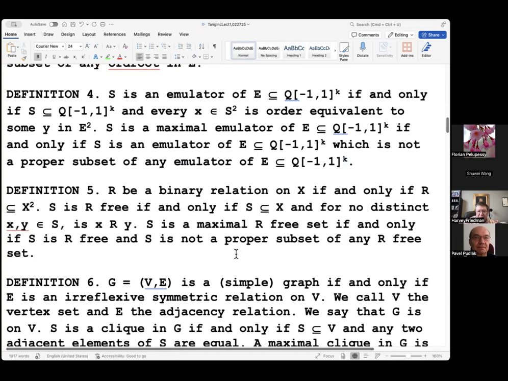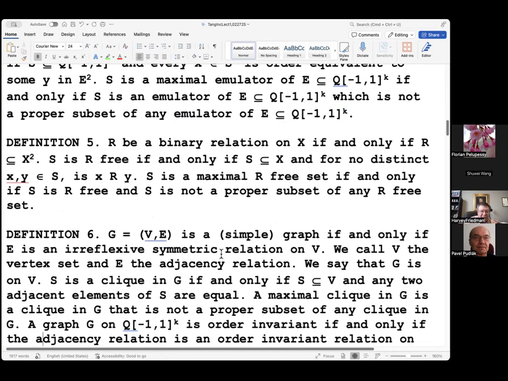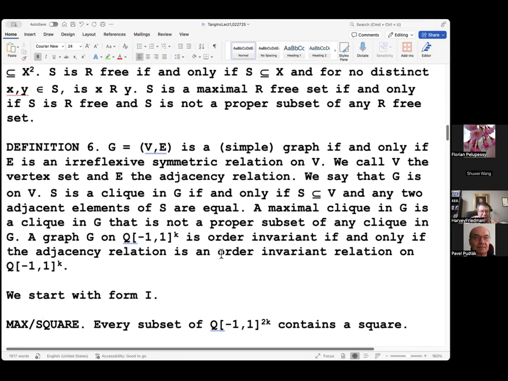R is a binary relation on X if and only if R is contained in X squared. S is free if and only if S is contained in X and for no distinct x, y in S is x R y. This is just the notion of free and maximal free. This is standard. And then a graph, we're only talking about simple graphs, is an irreflexive symmetric relation on V. We call V the vertex set, and the relation the adjacency relation. Say G is a graph on V and S is a clique in the usual sense, a maximal clique in the usual sense. A graph is order invariant if and only if the adjacency relation is an order invariant relation.